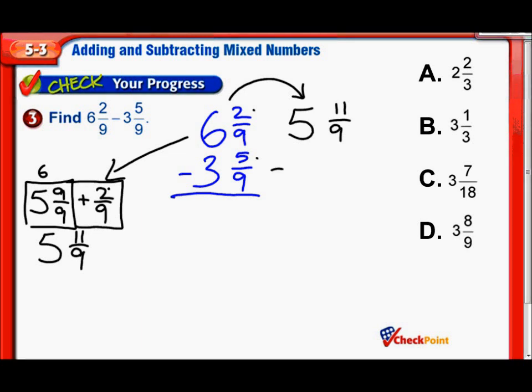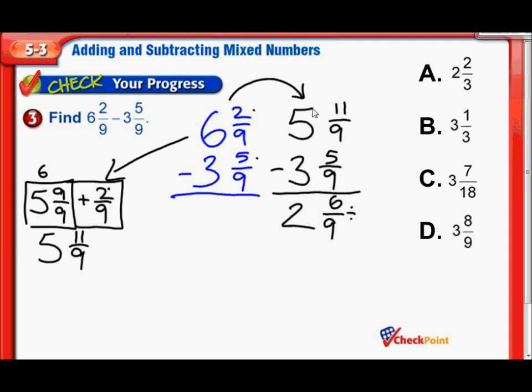Now I'm going to subtract the 3 and 5 ninths. Now I think we can work this out. 5 take away 3 is 2, and 11 ninths minus 5 ninths would be 6 ninths. Now I'm looking over my answer choices, and that doesn't seem to be a choice. So I'm looking back at my answer. What did I forget to do? Well, I didn't simplify again.